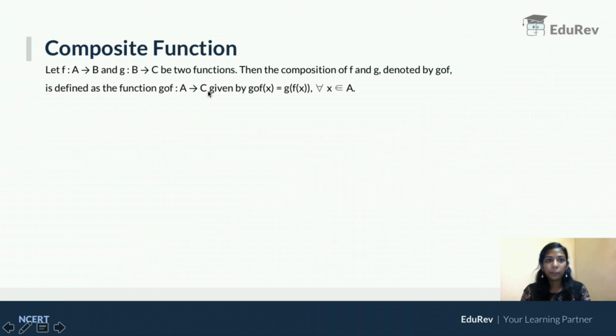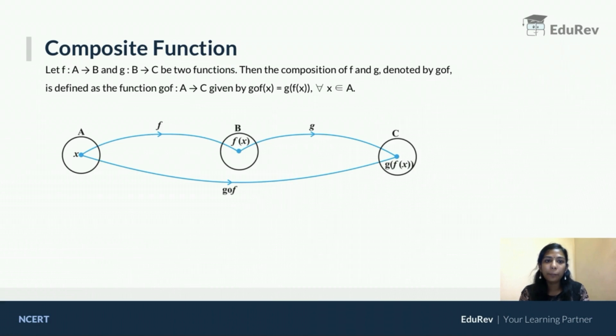Composite function. Let f be from A to B and g be from B to C, two functions. Then the composite of f and g is denoted by g circle f. It is defined as the function g circle f from A to C given by g circle f of x is equal to g of f of x for all x belonging to A. Let's try to understand this definition with an example.